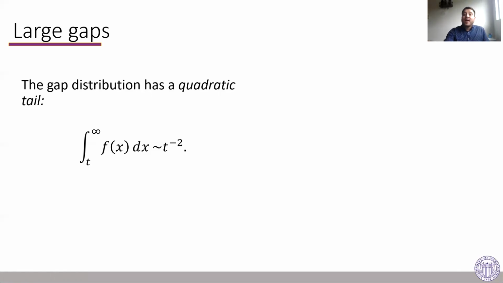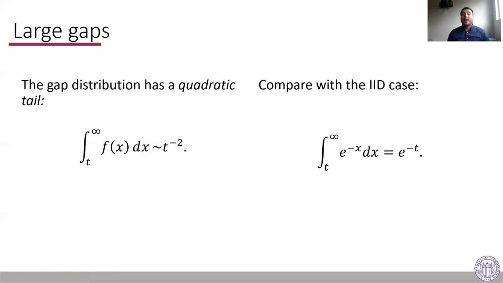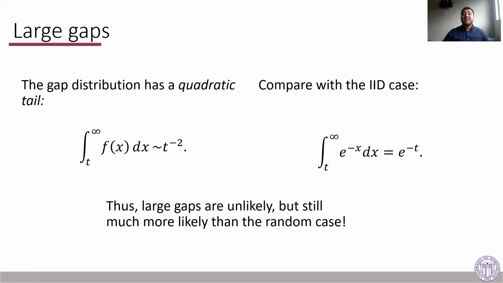And I'll compare this to the IID situation. There we had an explicit density function as well, and in that case, we're able to integrate the density function over the interval t to infinity, and we get e to the negative t. Which is to say the following: large gaps are unlikely for double slit tori, but they're still much more likely than the random case, right? We have a heavy tail in our situation.